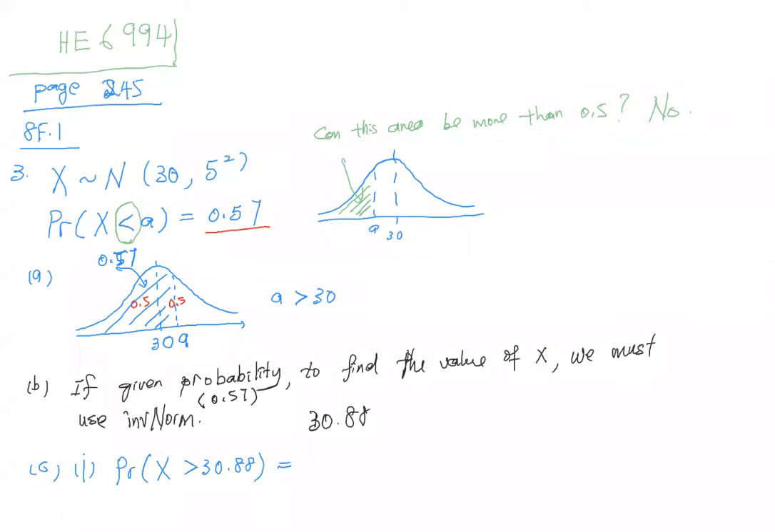So if the question says without using technology, and you use normal CDF, that means I'm going to deduct your mark. So you have to show me that this is 1 minus 0.57, correct or not? Probability less than A is 0.57. So more than A, the probability will be 1 minus 0.57. So this will be 0.43.